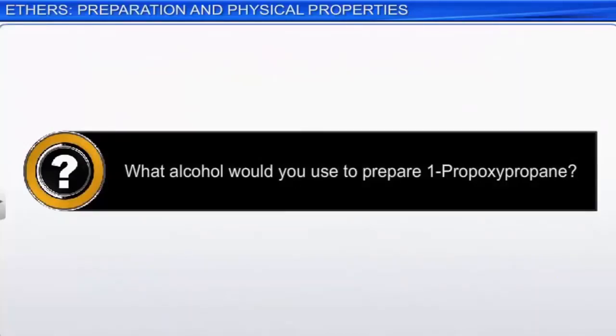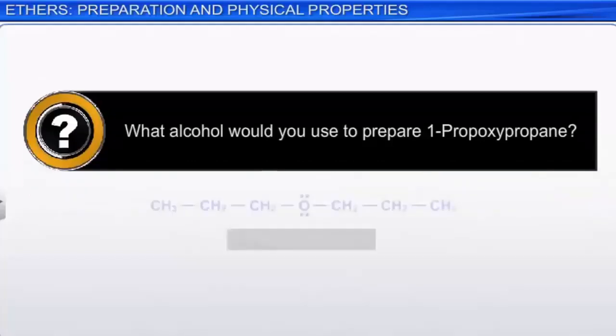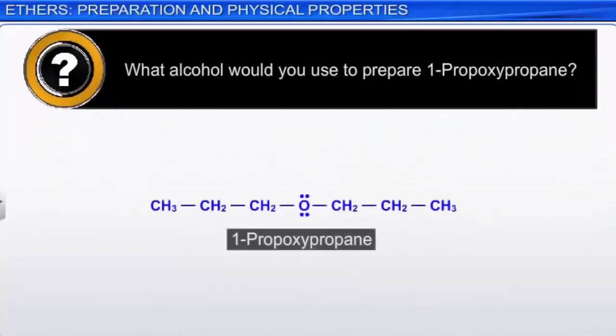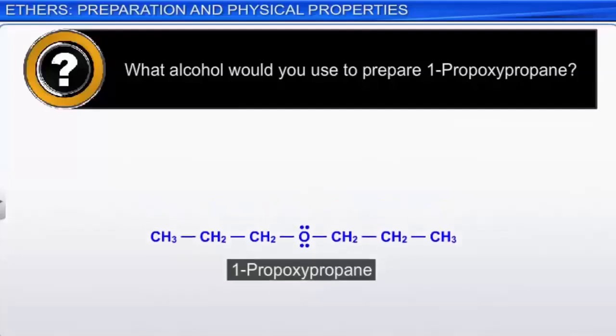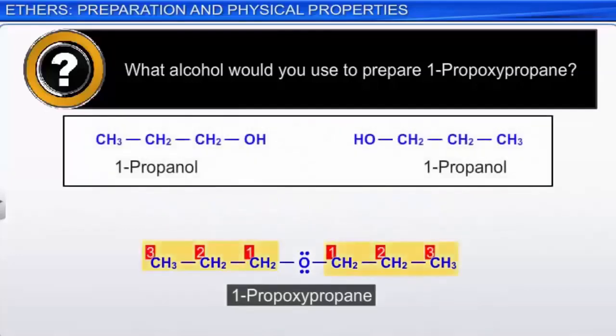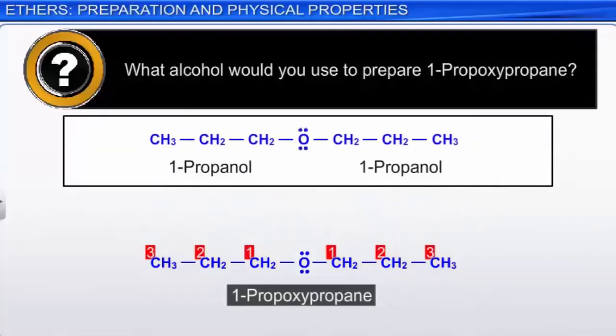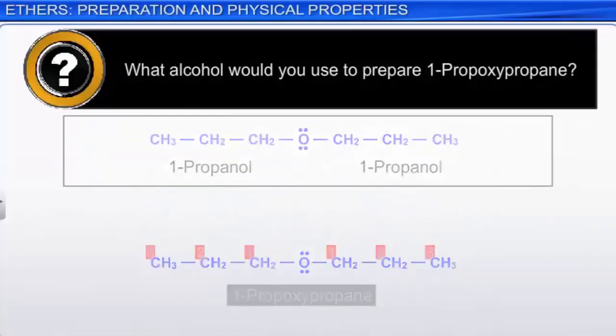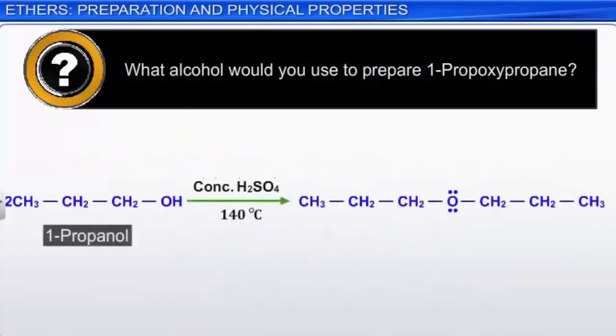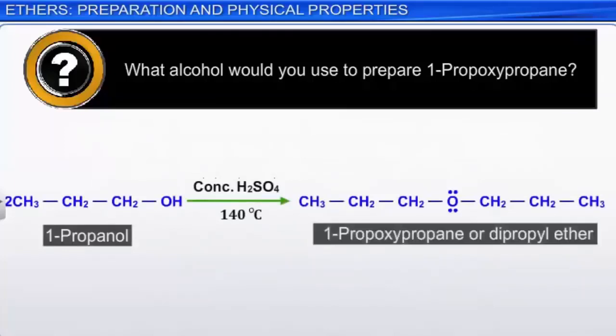For problems like this, the best strategy is to work backwards from the product, which is a symmetrical ether. Since there are 3 carbon atoms on either side of the bridging oxygen, we need to use 1-propanol. Here is the overall equation for the synthesis of 1-propoxypropane or dipropyl ether.